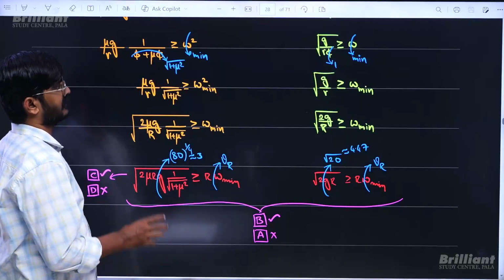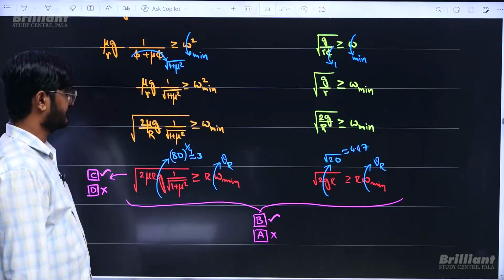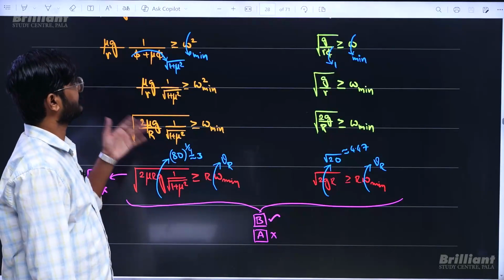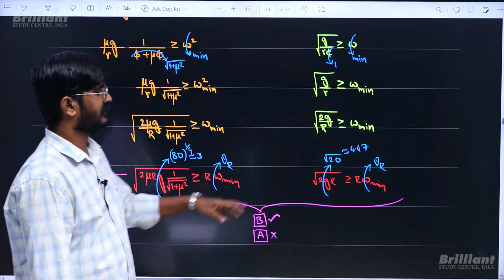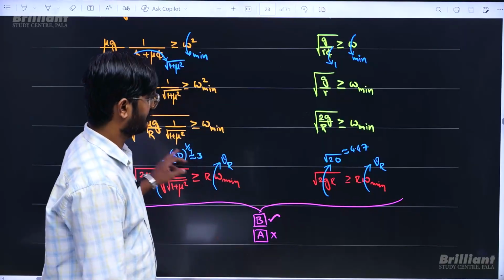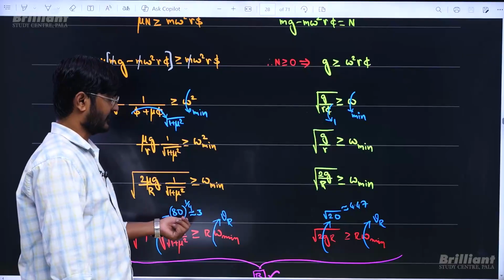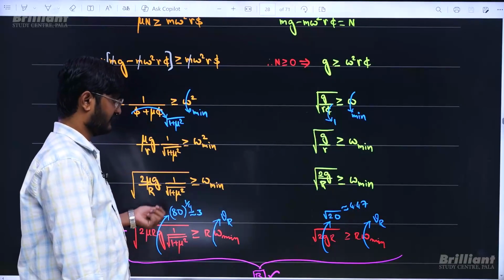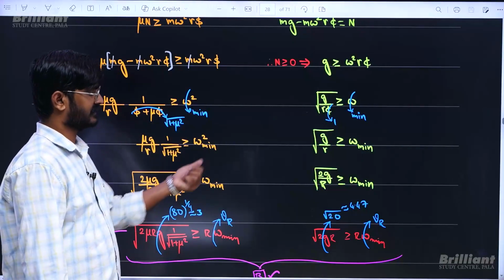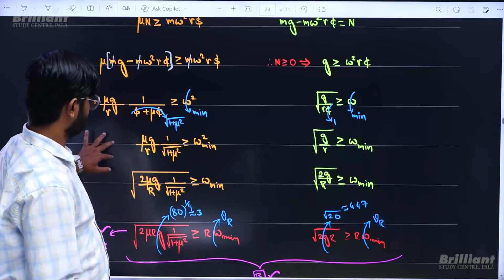So the meaning is, when the velocity of the locomotive is almost 3, there is a chance of slipping, and when the velocity is almost 4.5, there is a chance of losing contact. So 3 is going to occur earlier than 4.5. So it is going to slip first rather than losing contact.